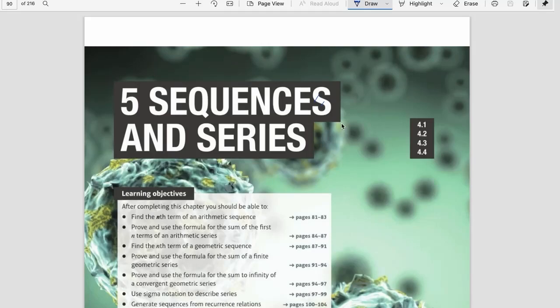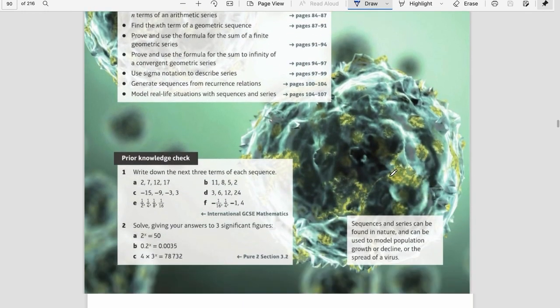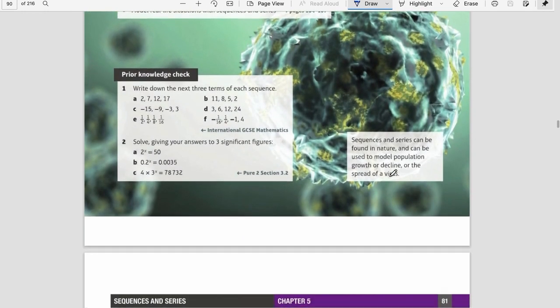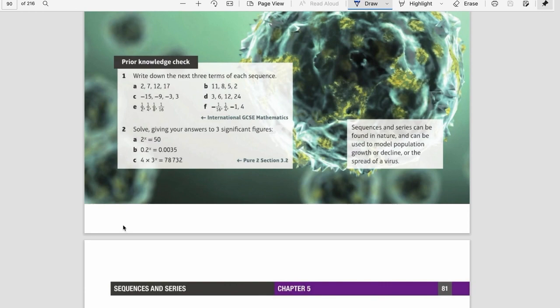Fifth chapter, sequence and series. It is basically a continuation of IGCSE, and we'll be studying mostly AP and GP, where AP is arithmetic progression and GP is geometric progression.